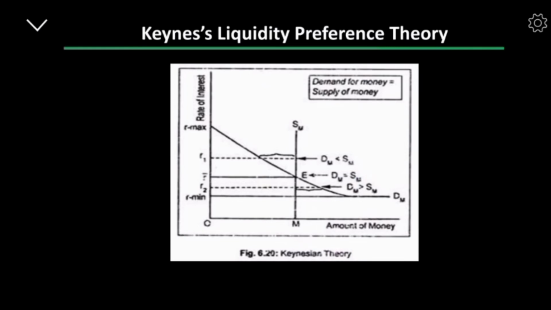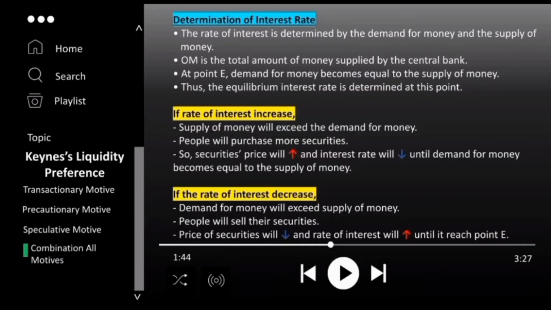So when the rate of interest increases, the supply of money will exceed the demand for money. People will purchase more securities. Hence, the price of the securities will rise and the interest rate will fall until demand for money becomes equal to the supply of money. This is the further explanation of what I've just explained.